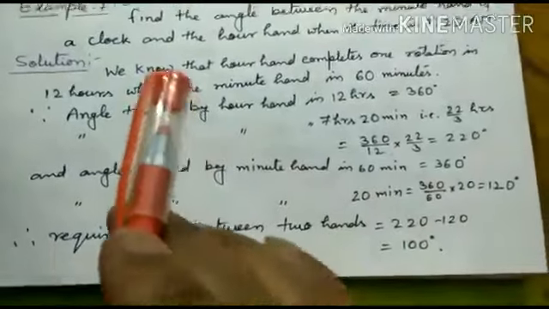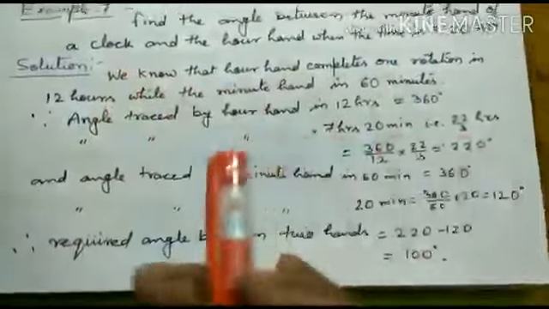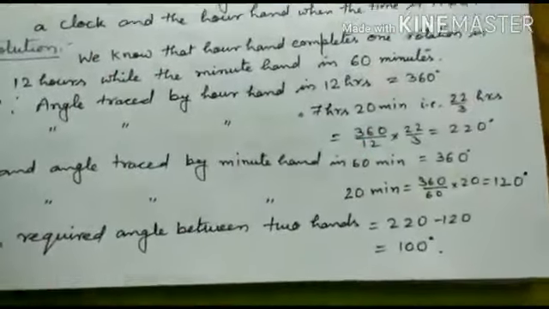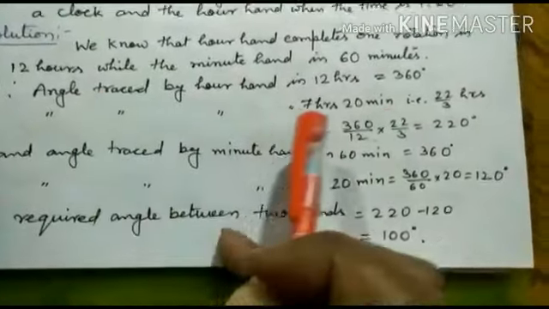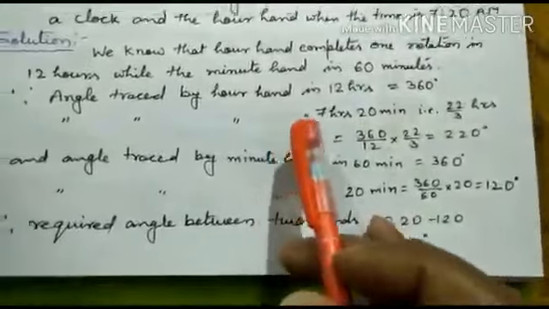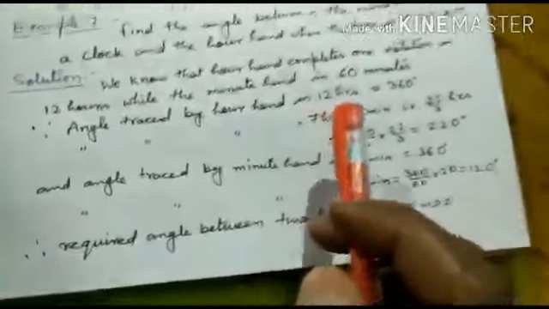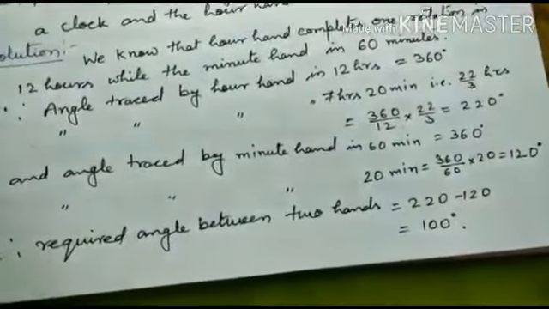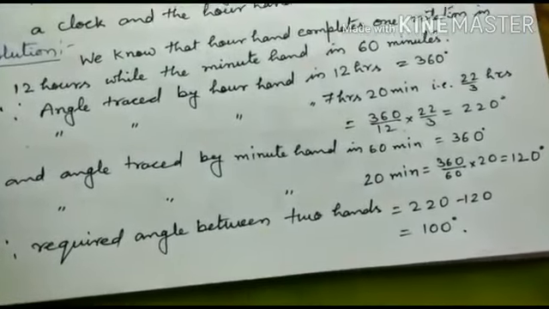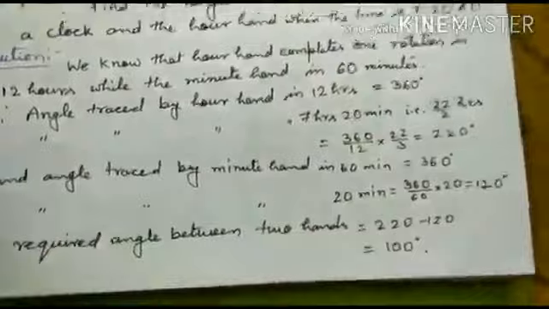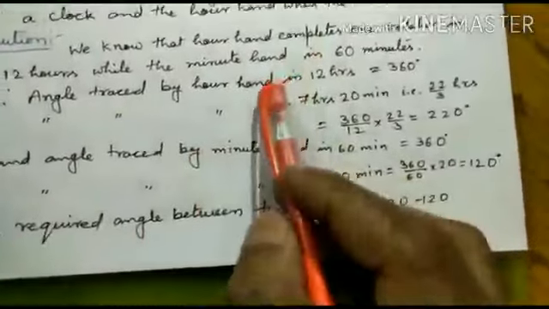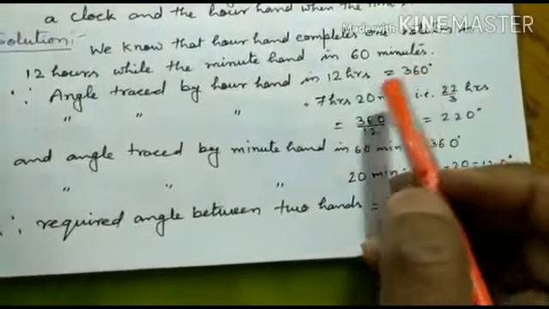Now, we know the hour hand completes the rotation in 12 hours, right? And the minute hand completes in 60 minutes. That means the angle traced by the hour hand in 12 hours is how much? It is 360 degrees, because it completes one revolution in 12 hours. So in 12 hours it completes 360 degrees.